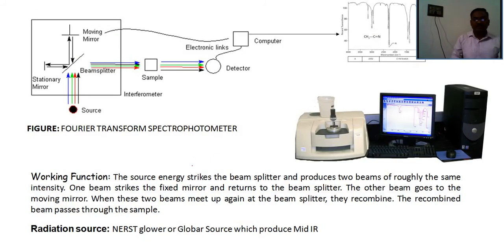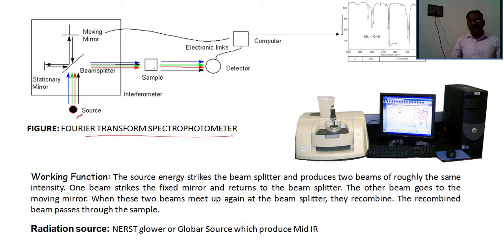This is the FTIR, meaning Fourier transform infrared spectrophotometer. This is the IR source. Here there are mirrors: one is a stationary mirror and another one is a moving mirror. When the beam of light arrives, it undergoes splitting. This is the sample. Once the IR radiation is split, it passes through the sample. The detector catches those frequencies and shows them on the computer screen. What we get here is a graph of peaks.